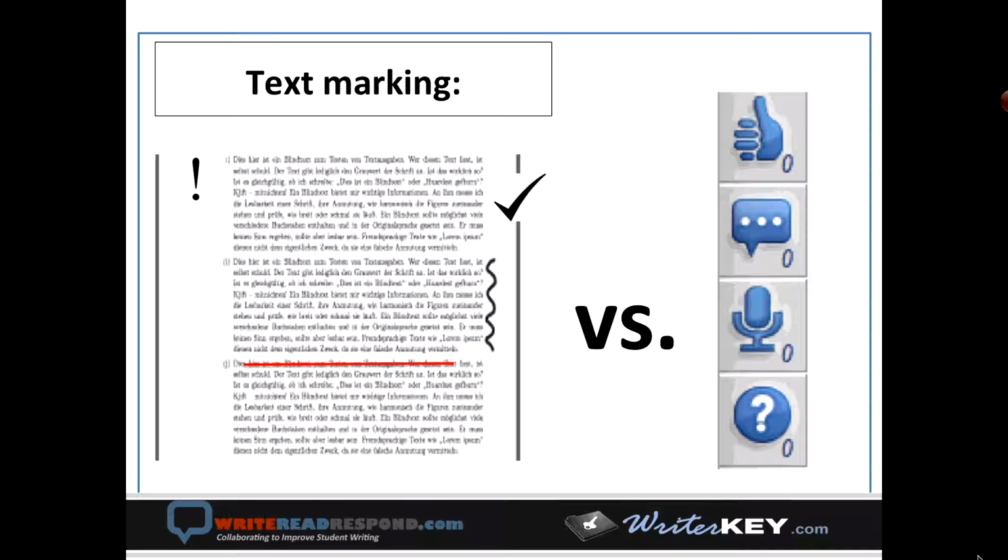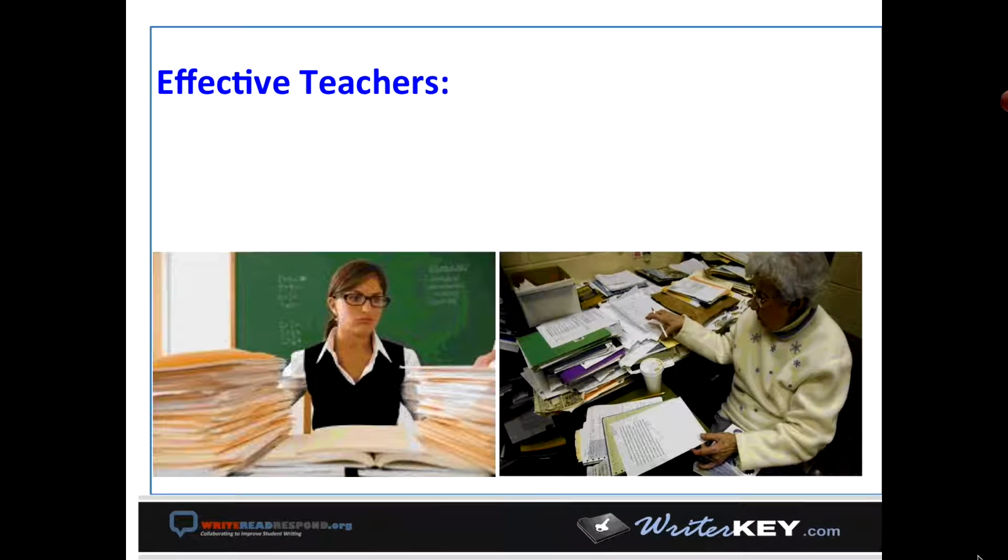And finally, we know that students will tend to focus more on their writing and put more effort in if they have the opportunity to engage with their teacher about writing. And maybe that's something where students aren't even able to see their grade prior to responding to teacher feedback. And so we've built those tools into WriterKey as well. To improve learner engagement is a key element of the master writing teacher.